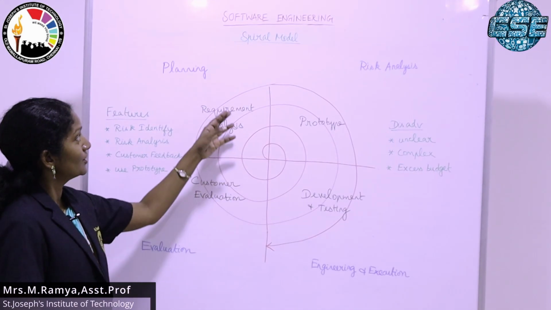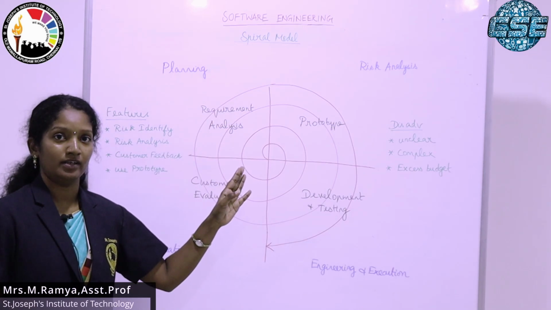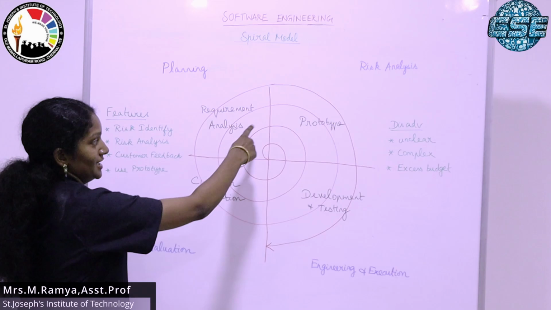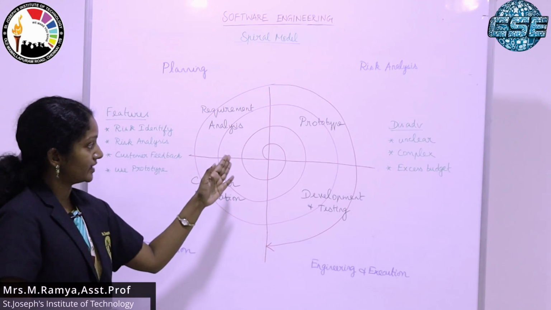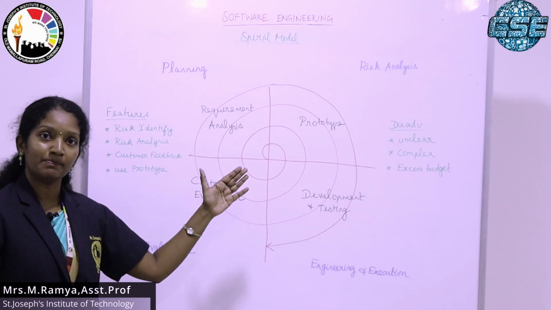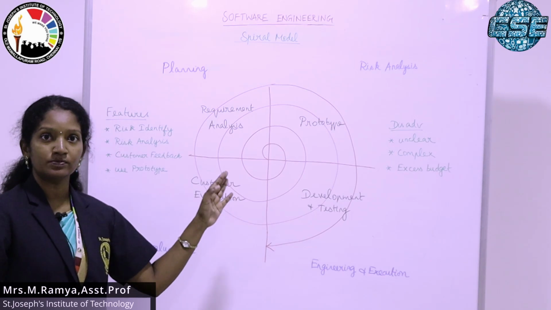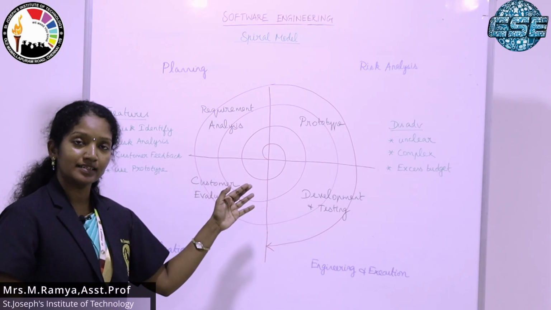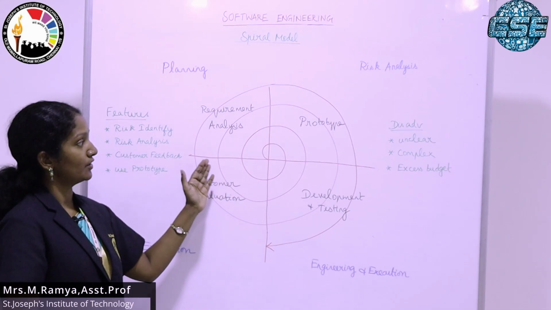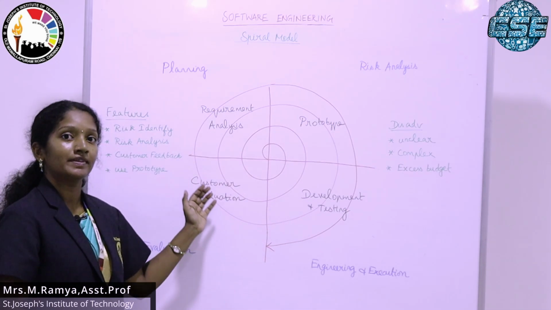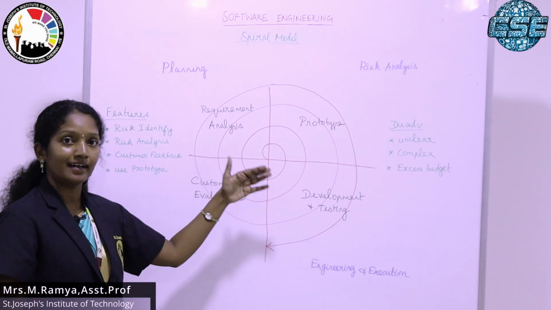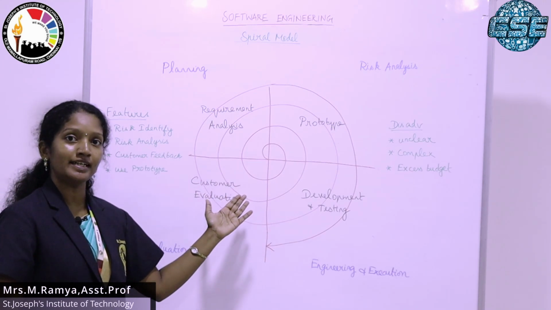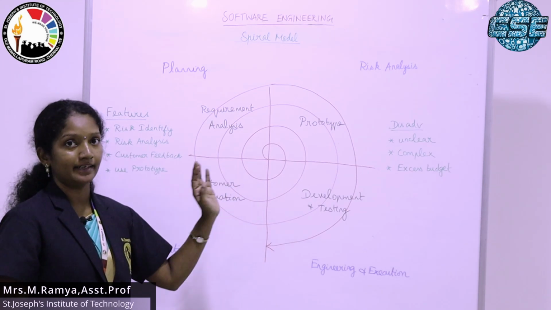The next model we are going to see is the spiral model. If you see the diagram itself, it is in the form of a spiral representation, so that is why this model is called the spiral model. This model comes under the category of iterative model, so the same thing is repeated again and again. If you are doing some steps, the same steps are repeated again and again. So that is why it is called the spiral model.